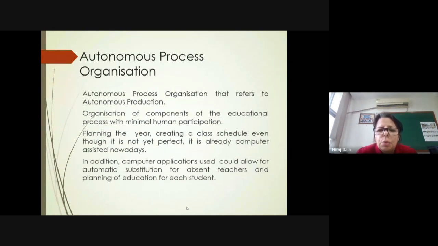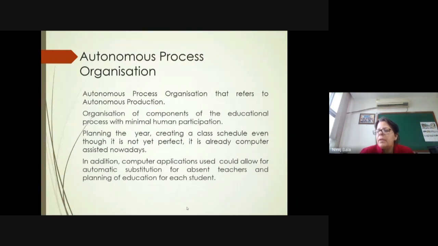I think many of the institutes are already using certain applications which allow automatic substitution for absent teachers and planning of education for each student. That means if a student or teacher is absent in a particular class, then, automatically taking data, we have a program that the substitution can be done.